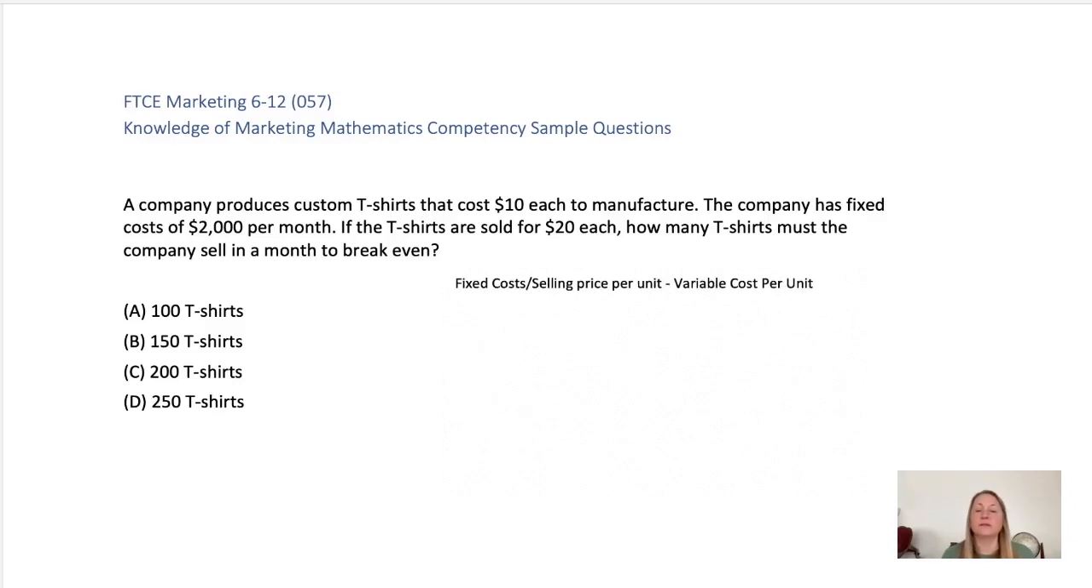Using the fixed costs divided by selling price per unit minus the variable cost per unit. Those numbers are 2,000 divided by 20 minus 10. Then 2,000 divided by 10 equals 200. So in order to break even, they must sell 200 t-shirts. The correct answer is 200 t-shirts.